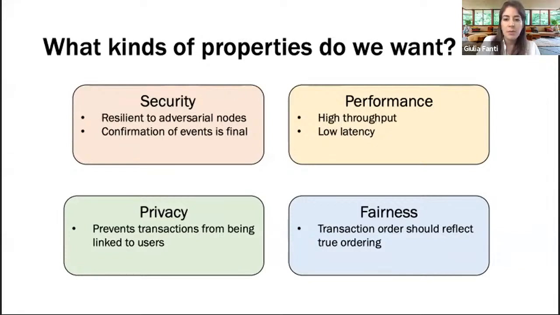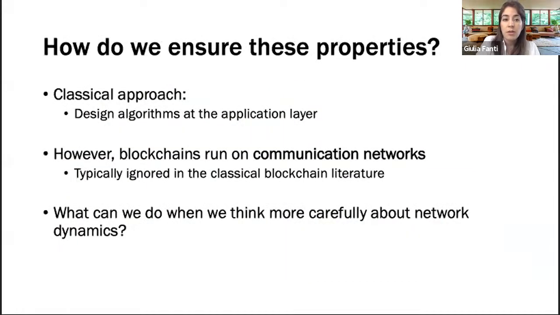And the question that we want to ask as designers of blockchain systems is, how do we ensure that these properties are satisfied? Now, the classical approach to this in the blockchain literature has been to design algorithms at the application layer. So typically these will use tools from classical distributed systems or applied cryptography to try to ensure that these properties all hold.